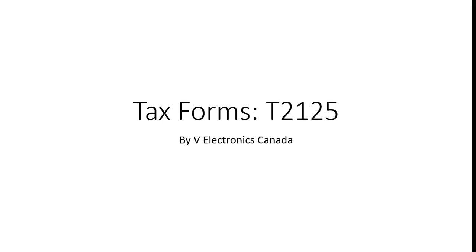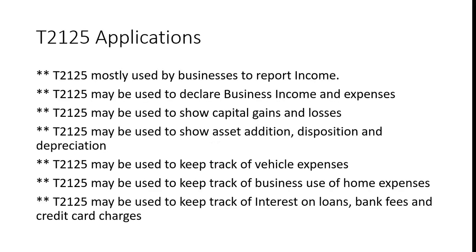In this video we'll be filling in our T2125. For those of you who don't know what a T2125 is, this is a form that you fill in as part of your tax return. When you file your tax return, either using software or on paper, you will need to use your T2125 to declare your business income and expenses. Your T2125 goes hand in hand with your T1 General and all the other T slips, such as your T4, T4A, T3, T5, and so on.